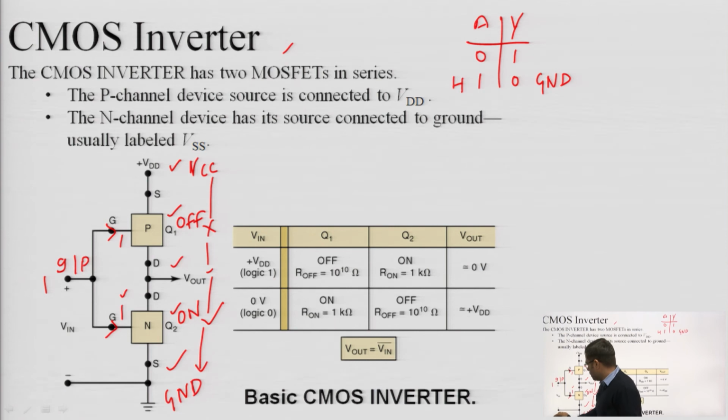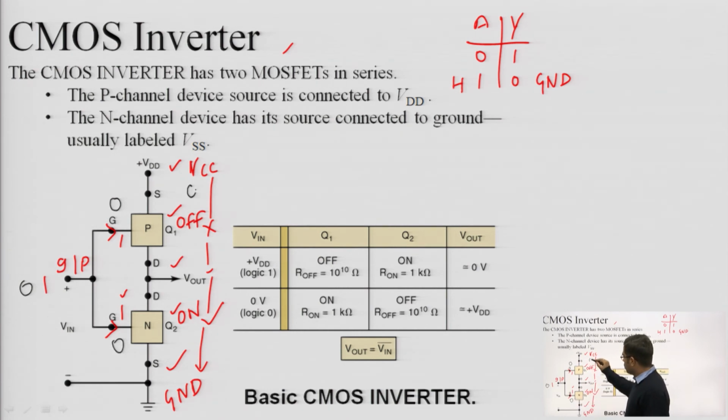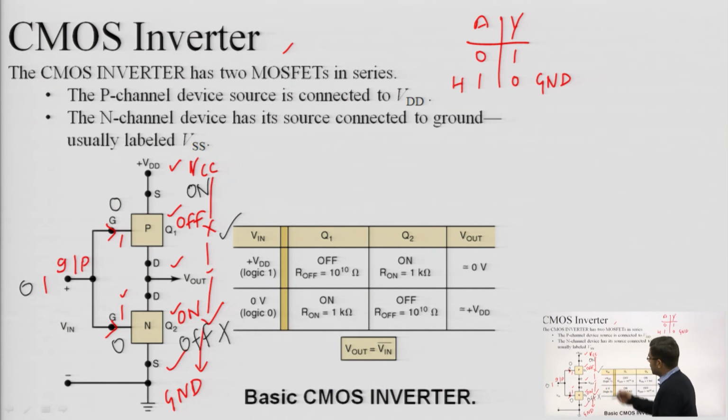Similarly, if I apply a 0 here, then both the gates will be 0. Now P type will be on and N type will be off. That means this path will be prepared and this path will be broken. So in this case, if I apply a low voltage at the gate terminal, then my output will be connected to VCC. That's why I am showing 1 here. Okay. So in this way, I have prepared a CMOS inverter.